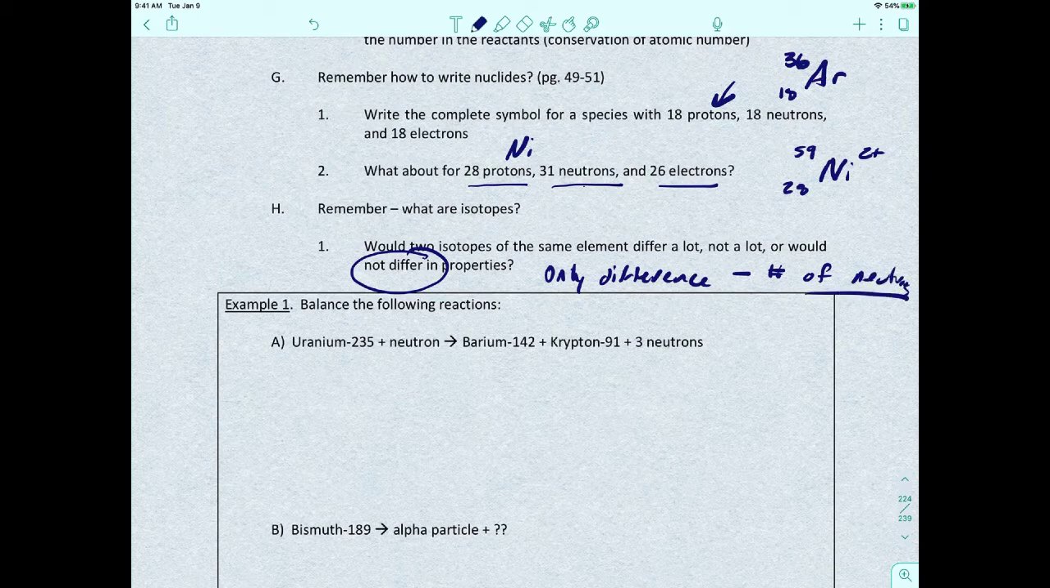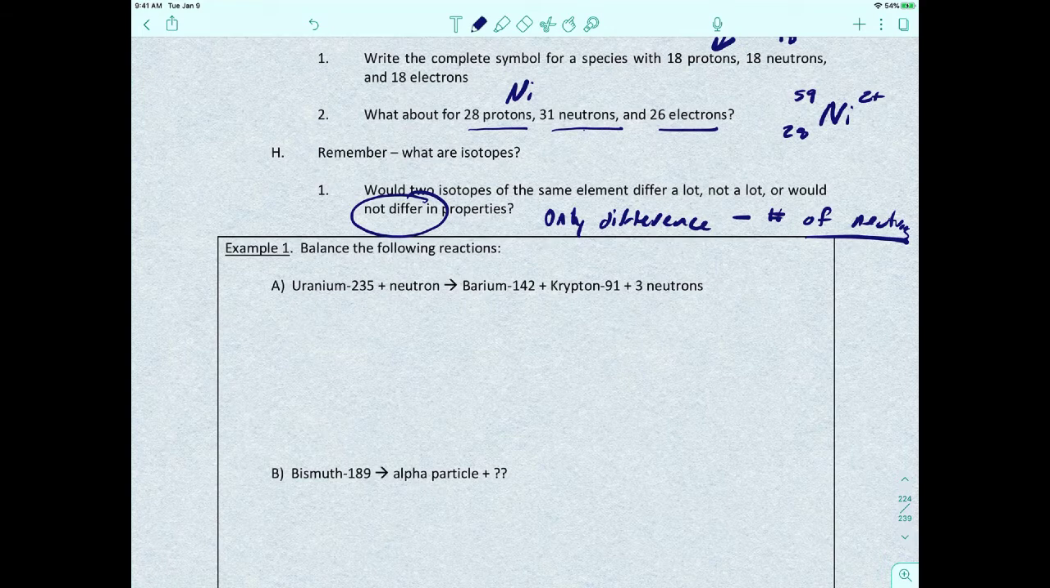So that's it. All right, so now that brings us to our problem. We need to balance the following reactions. So let's take a look at problem number 1. Uranium-235 plus neutron yields barium-142 plus krypton-91 plus 3 neutrons.